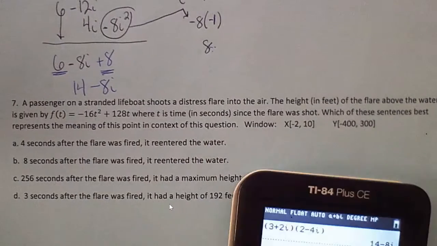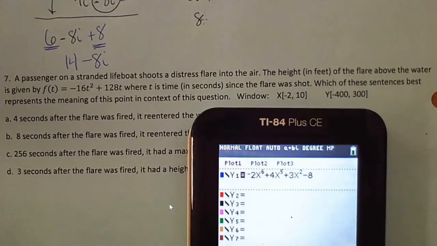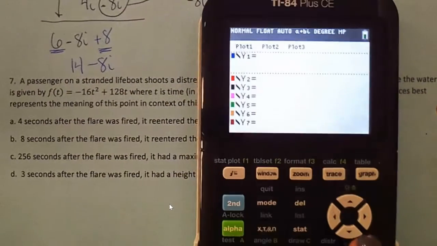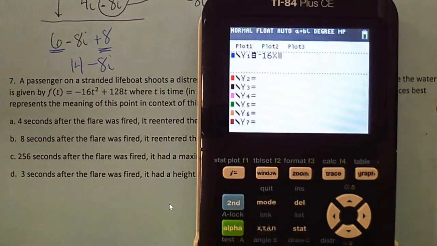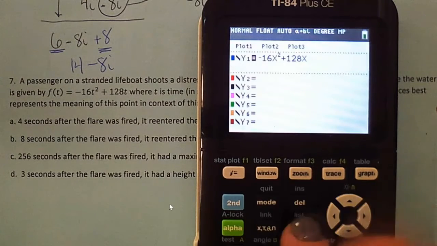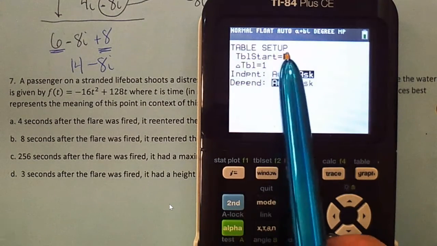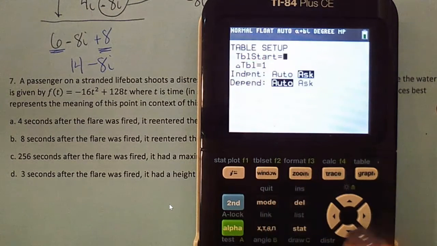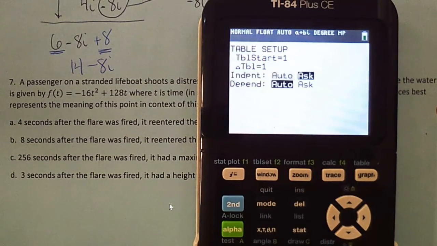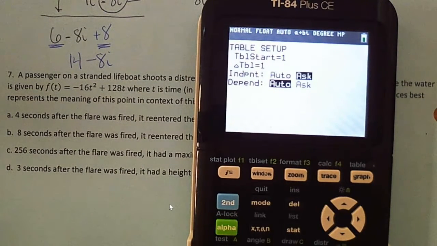So, first I'm going to go to my y equals button, and I'm going to type in this equation. I do have to use the x's and not t's. So -16x squared plus 128x. And then what I'd like for you to do is press, again, if you're in my class, this might be set up for you already, second window. I don't really care about what's here, but I want you to go to this row that says auto, and if your auto on the independent row is highlighted, I want you to scroll to the right and change it so hit enter so that ask is highlighted.